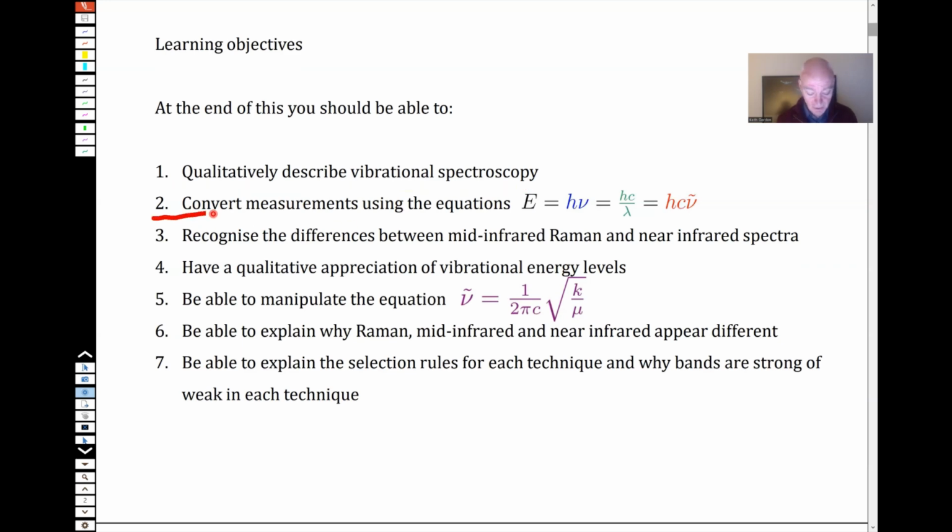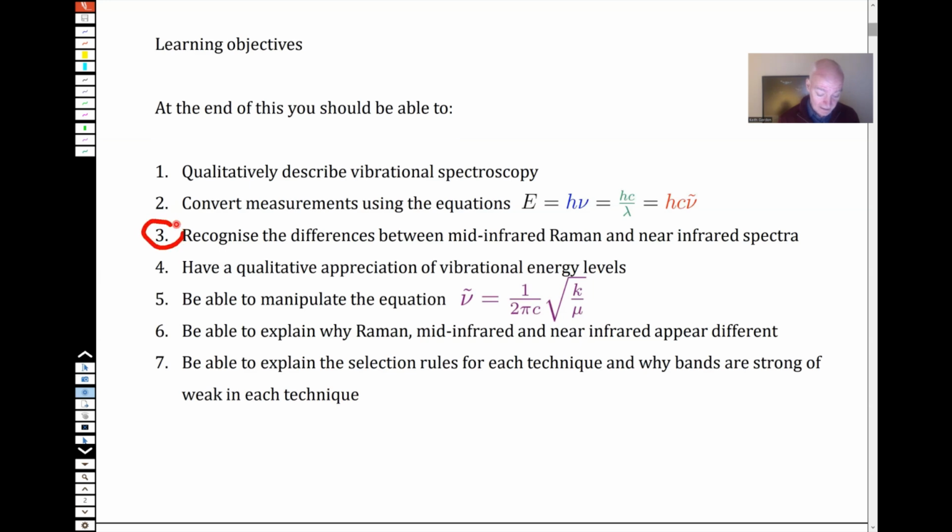The second thing is you should be able to convert measurements using the equations as shown here. So this is energy is equal to h nu, where nu is the frequency and h is the Planck constant, is equal to hc over lambda, where c is the speed of light and lambda is the wavelength, and is equal to hc nu tilde, where the only new feature here is nu tilde, which is the wave number.